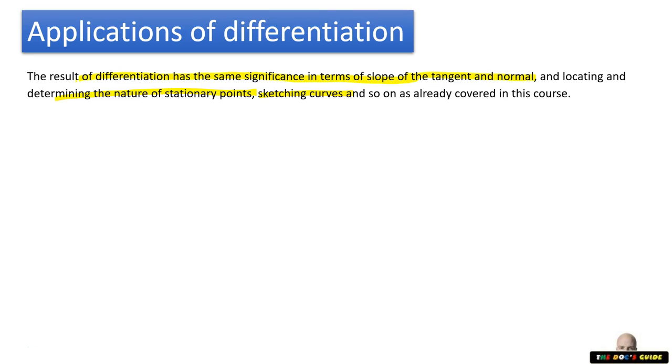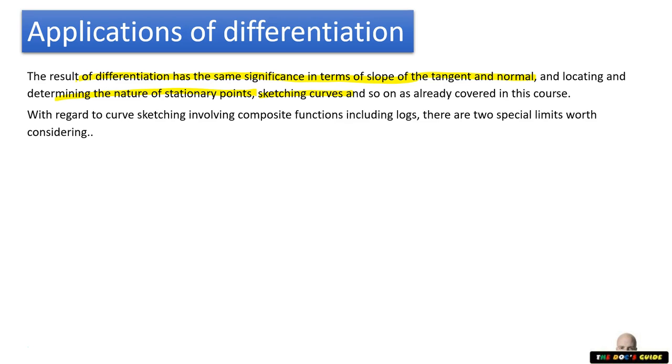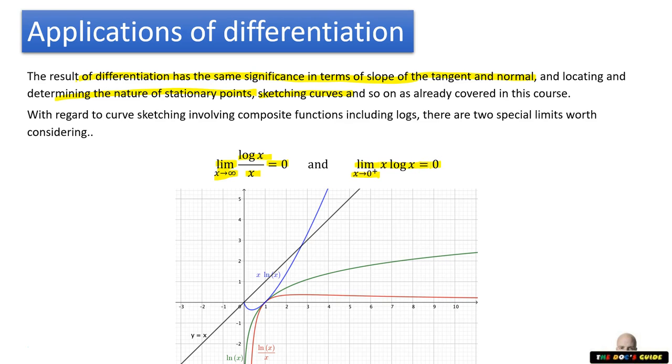They're just a few extra little additions, and there are two limits worth considering, and they are these ones. The limit as x tends to infinity of log of x divided by x tends towards 0, and the limit as x tends towards 0 of x multiplied by log of x is 0. And the reason for this can be deduced by looking at the curve.